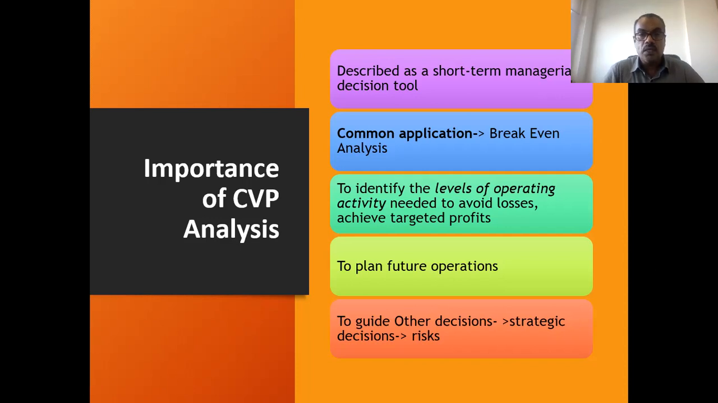As I told you earlier, the common application is to find the break-even point and for profit planning: to identify the level of operating activity needed to avoid losses, that is to break even, or to generate a profit. It can then guide other decisions, sometimes linked to other operations as well. The key point of CVP analysis is to either decide the break-even point or plan profits.